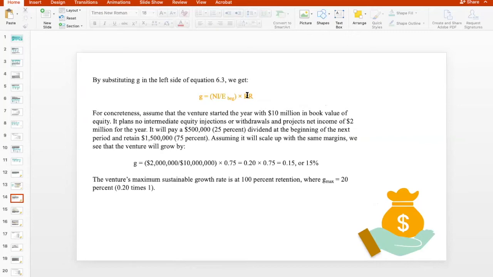So let's make it more concrete. Let's take an empirical or practical example. Suppose that a venture started the year with $10 million in book value of equity. So this is the beginning equity. It plans no intermediate equity injections or withdrawals and projects net income of $2 million for the year.